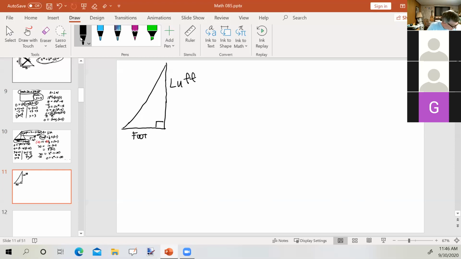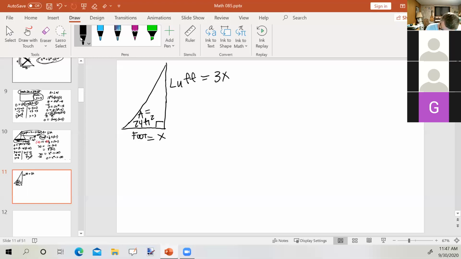It says the length of the luff is 3 times longer than the length of the foot. So if the foot is x, the luff would be 3x. The luff is 3 times as long as the foot. We okay with that? And in the picture that you can't see, it tells us that the area is 24 square feet. It says find the length of the foot and the length of the luff.